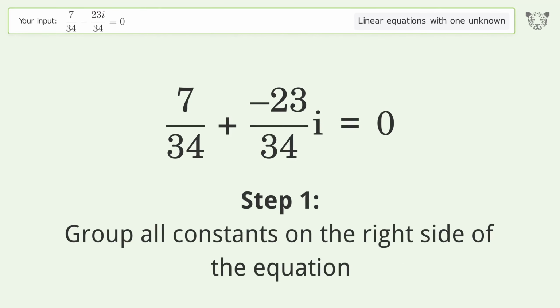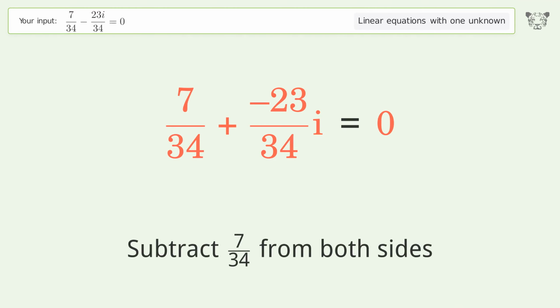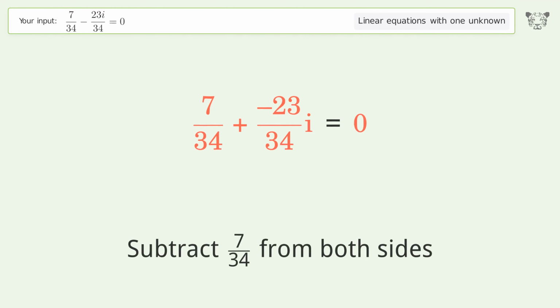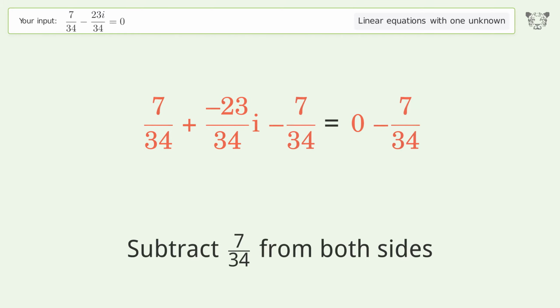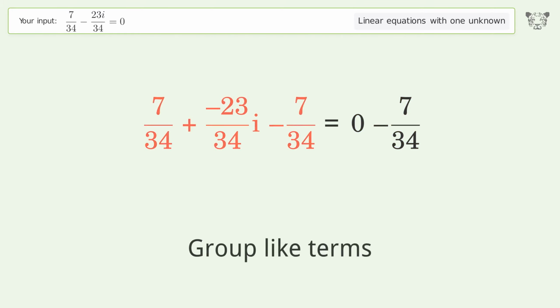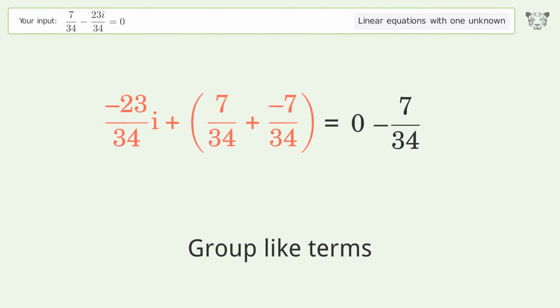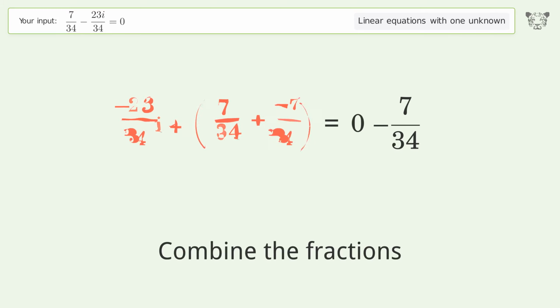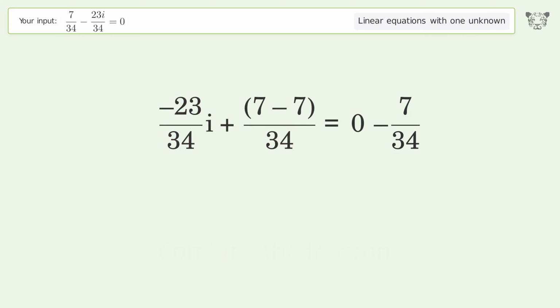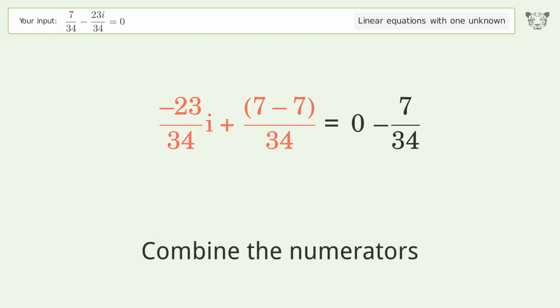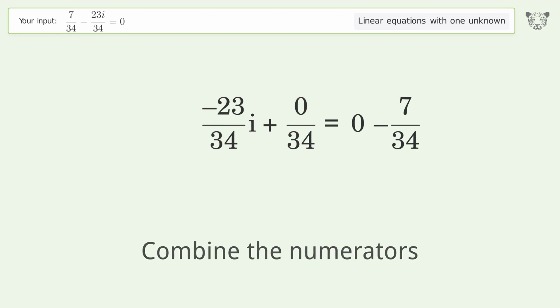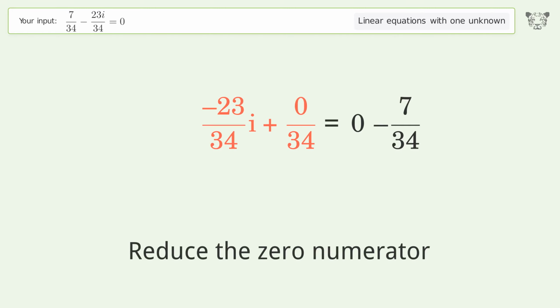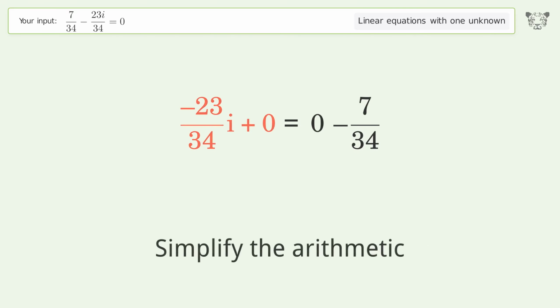Group all constants on the right side of the equation. Subtract 7/34 from both sides. Group like terms. Combine the fractions. Combine the numerators. Reduce the zero numerator. Simplify the arithmetic.